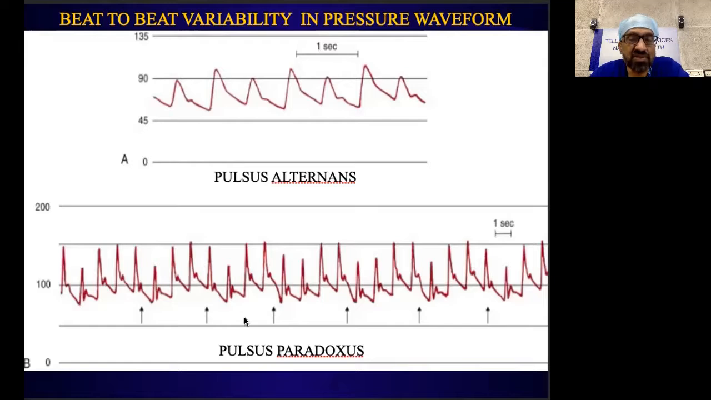In pulsus paradoxus, the normal dip in the systolic blood pressure which is seen with inspiration is exaggerated. That is, when we take inspiration, the systolic pressure is decreased as a result of intrathoracic pressure changes, and this is exaggerated in patients who have pulsus paradoxus. Pulsus paradoxus is actually an exaggeration of the normal physiological response to inspiration, and it is typically seen in patients who have cardiac tamponade.